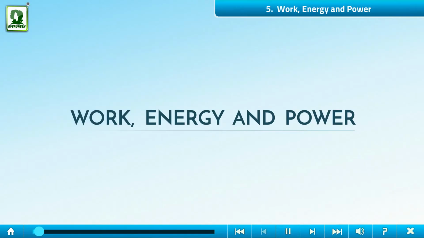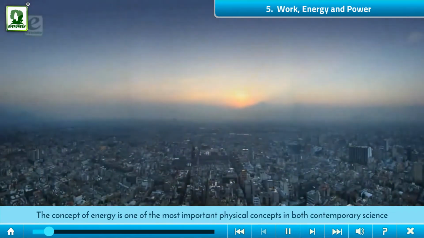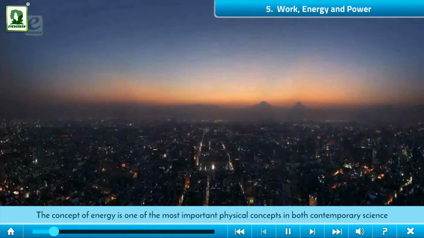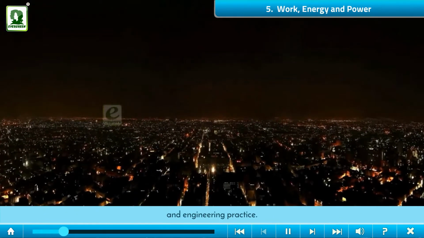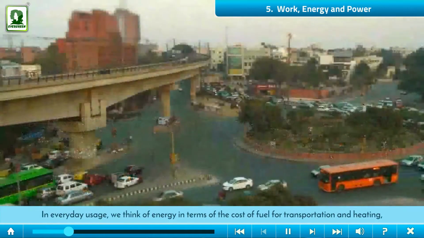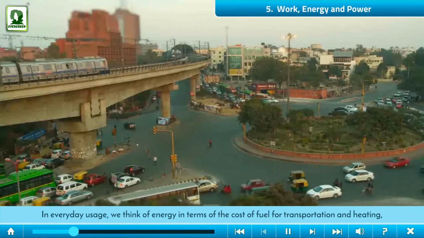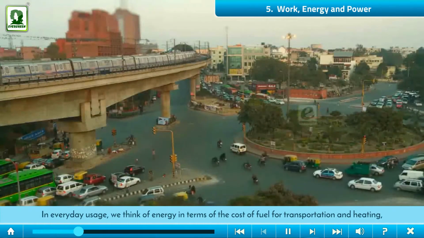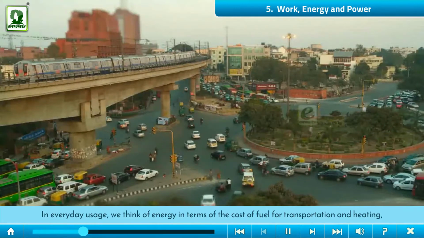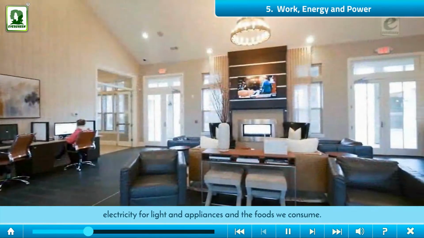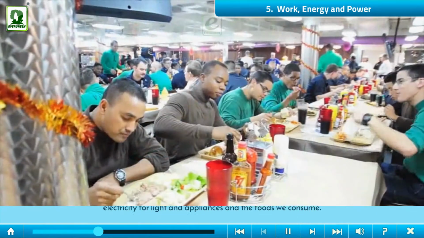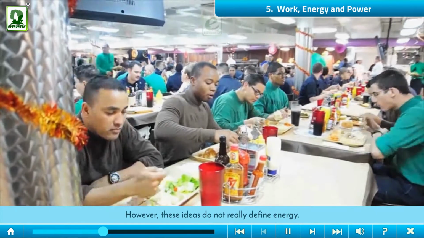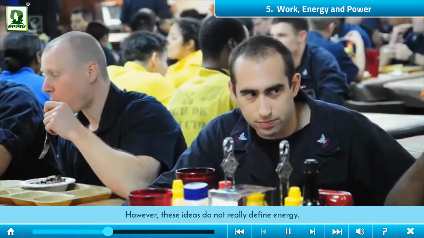Work, energy and power. The concept of energy is one of the most important physical concepts in both contemporary science and engineering practice. In everyday usage, we think of energy in terms of the cost of fuel for transportation and heating, electricity for light and appliances, and the foods we consume. However, these ideas do not really define energy.